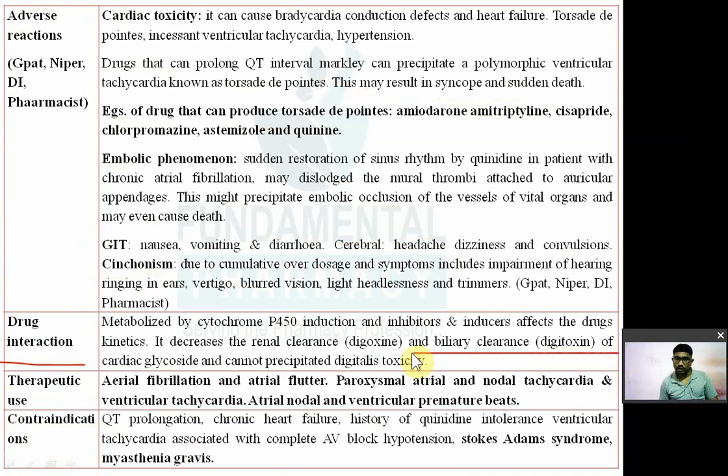Quinidine decreases renal clearance of digoxin. So it blocks the way for digoxin to leave the body, and the digoxin level will rise in the body. It decreases the renal clearance of digoxin and the biliary clearance of digitoxin. So that means it increases the toxicity of cardiac glycosides.